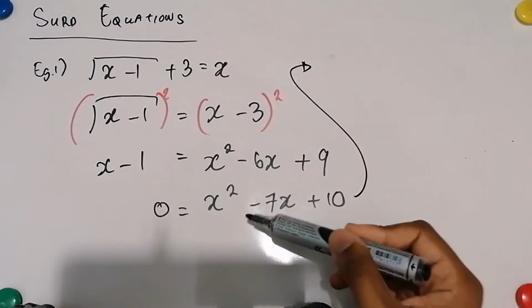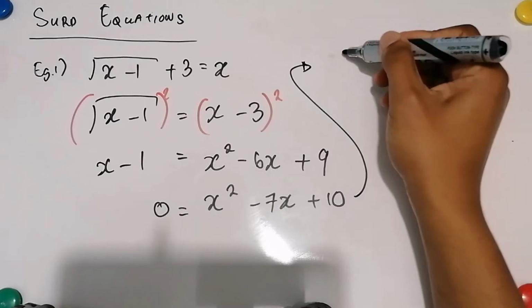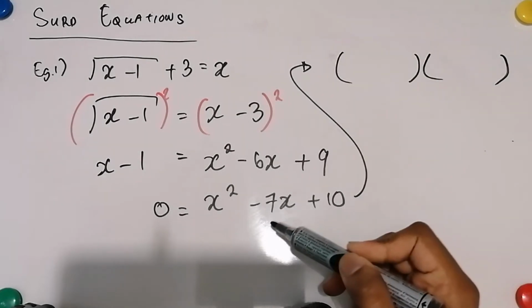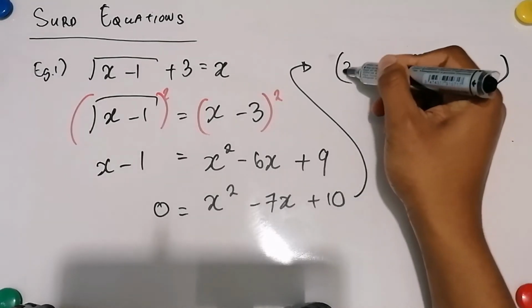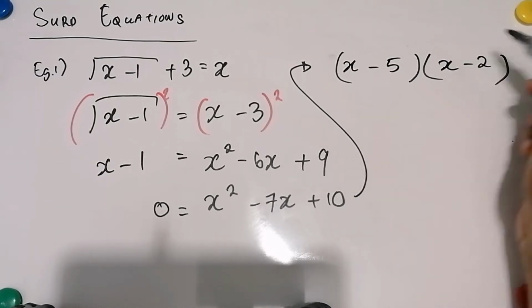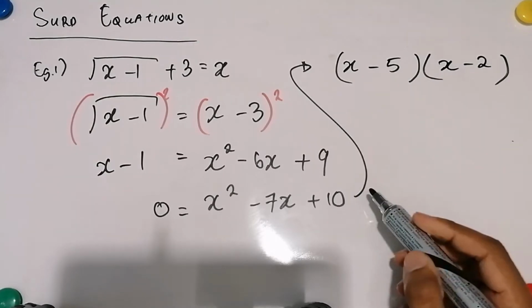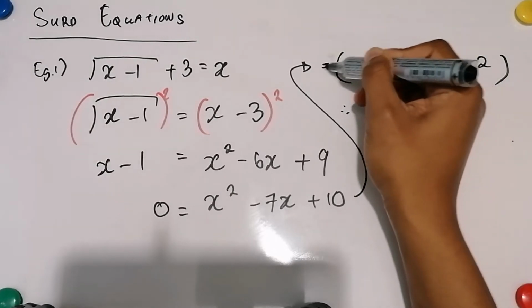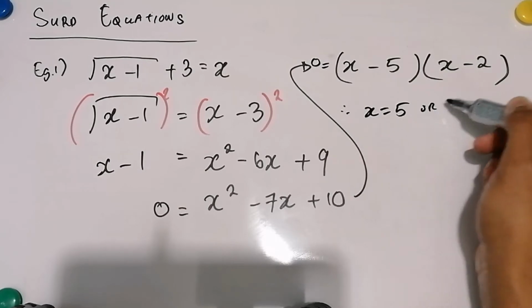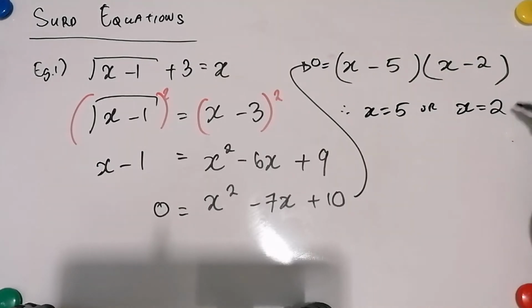Now all I need to do is factorize. So I'm going to factorize this expression. The factors of 10 to give us negative 7 is 5 and 2, negative 5, negative 2, and therefore we can solve this by saying x is equal to 5 or x is equal to 2. Now, one of these answers is not going to work in that equation.